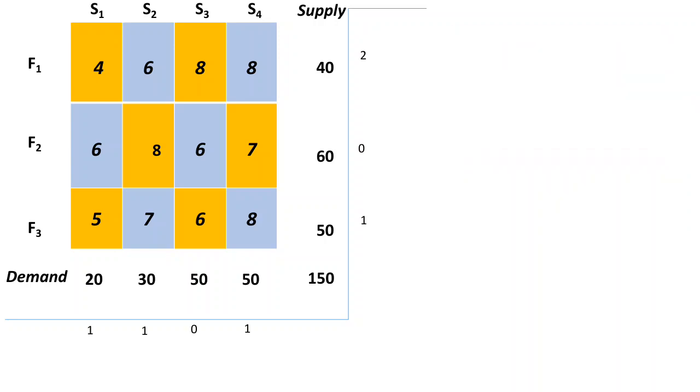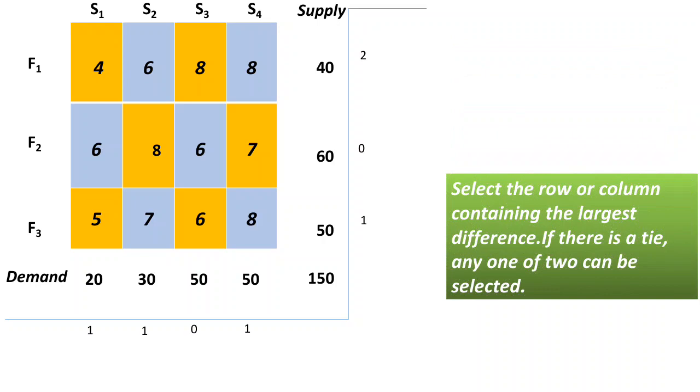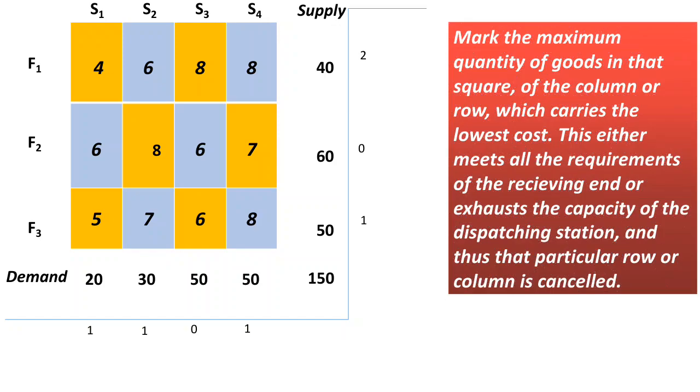So next step is to select the row or column containing the largest difference. If there is a tie, any one of the two can be selected. But here we have max value of 2. Next step is to mark the maximum quantity of goods in the square of the column or row which carries the lowest cost. This either meets all the requirement of the receiving station or exhausts the capacity of the dispatching station, and thus that particular row or column is cancelled. So this is all about this method.